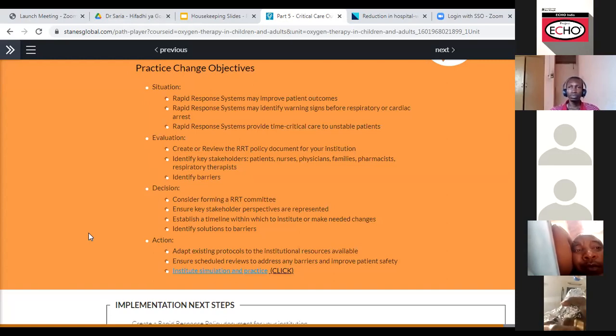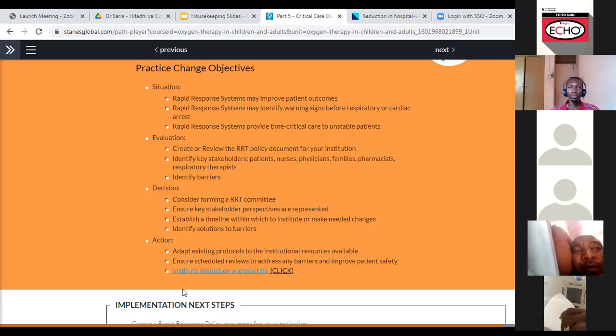And then that rapid response team should also adapt some protocols according to that particular institution. For example, maybe a certain hospital has its protocol for how to deal with a COVID patient or a septic shock patient. So those protocols should be adapted through that rapid response system, so that they can also provide care according to that protocol.